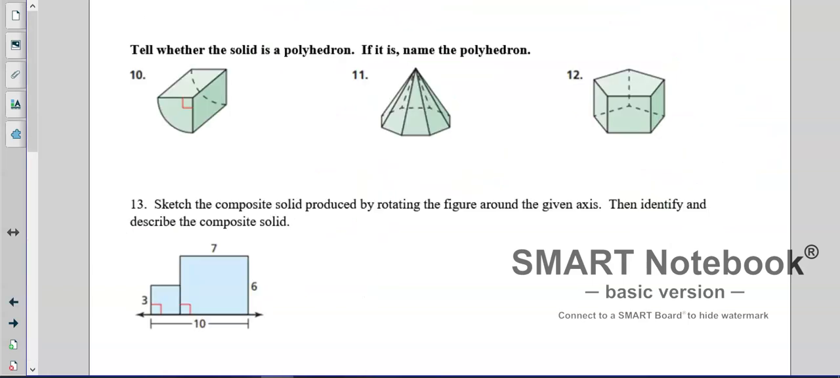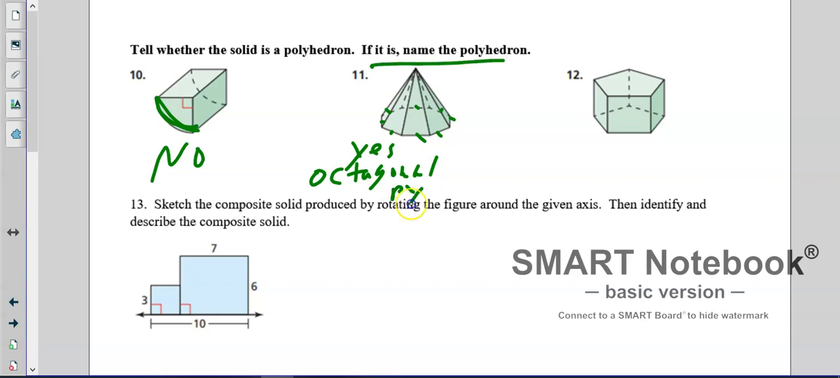All right, tell whether this solid is a polyhedron or not. This is a no. No curves. Okay? This one is yes. Let's see what we got in the bottom. 1, 2, 3, 4, 5, 6, 7, 8. So it's an octagonal pyramid. It says, if it is, name it. So it's a pyramid because it's coming up to a point, and it has a base of 8 sides. Here we have yes. 1, 2, 3, 4, 5. That's a pentagon.